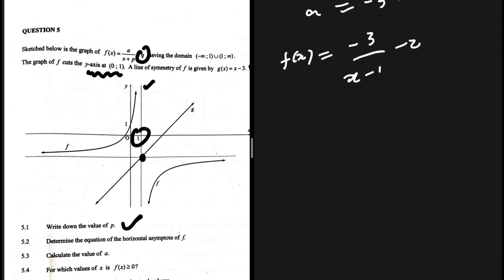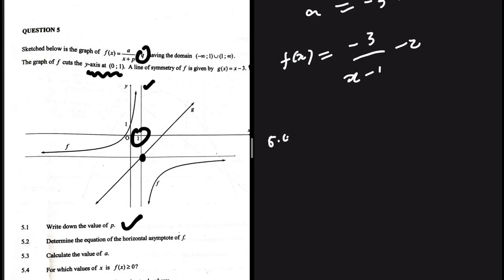But let's just go ahead and see if it makes sense. A is minus 3, so we have minus 3 over x minus 1, minus 2. Let's substitute 0 and see if we get 1. Yes, when we substitute 0, we get 1. So I'm quite convinced that that is the correct value of a.